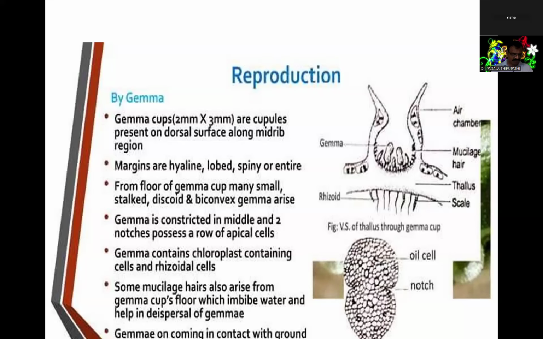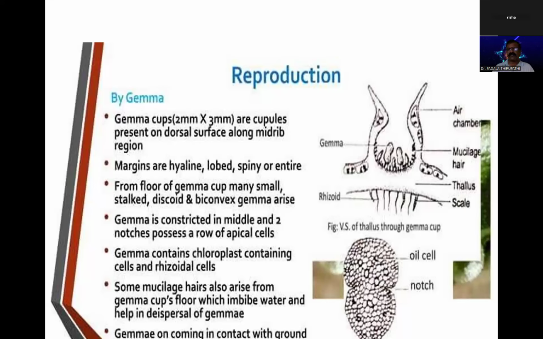About the gemma: gemma is singular, gemmae plural. Gemma cups are capsules present on the dorsal surface along the midrib region. This we have already seen. Margins are hyaline, that is colorless. It is lobed. It is not just a cup-like structure, but it has lobes, and it is spiny and entire.